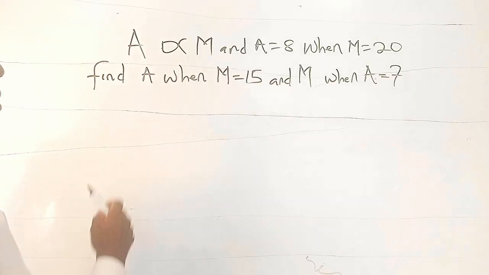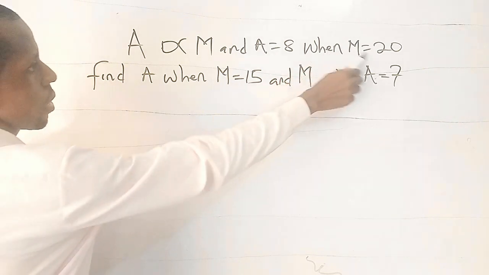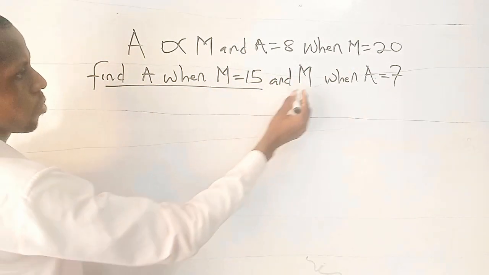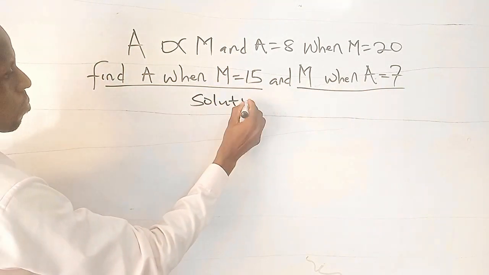The question says, if a varies directly as m, and a equals 8 when m is 20, find a when m is 15, and you should find m when a is 7. Solution.